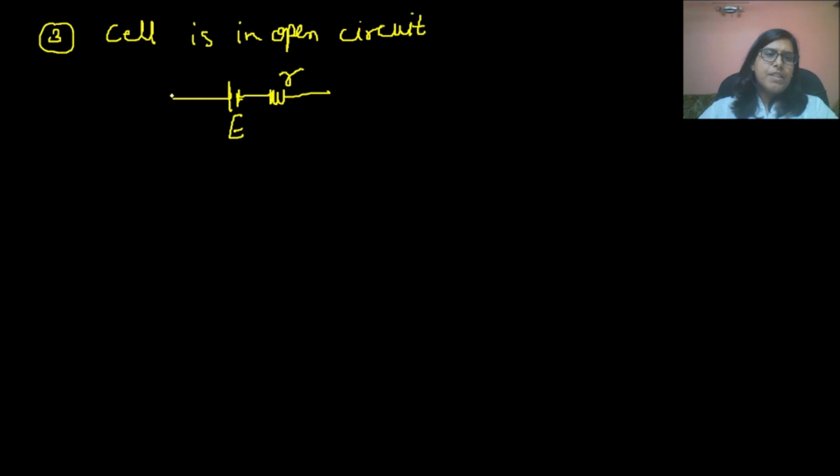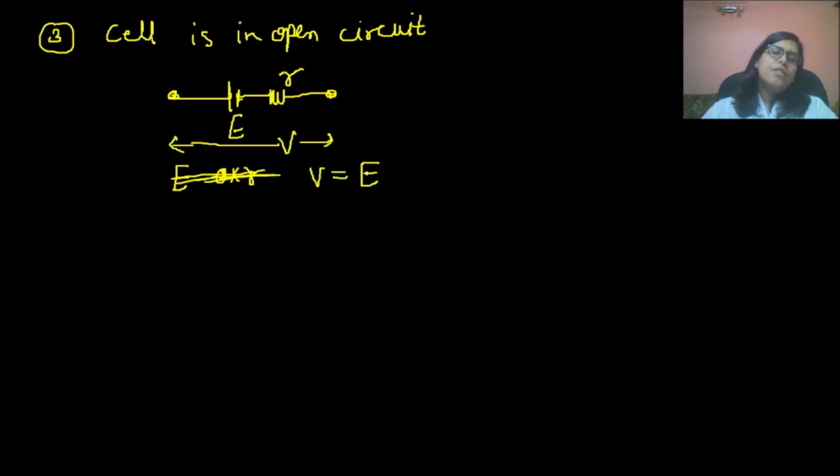If the cell is in open circuit, that means there is no current, right? So E minus 0 into R, and we cannot apply this equation also because this is not a closed loop, right? So simply this V is equal to E. Why? Because there is no current in this circuit.